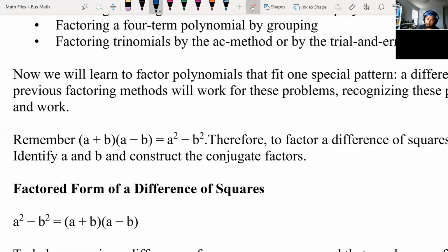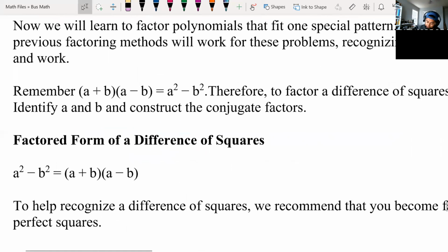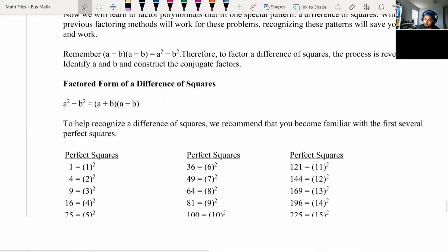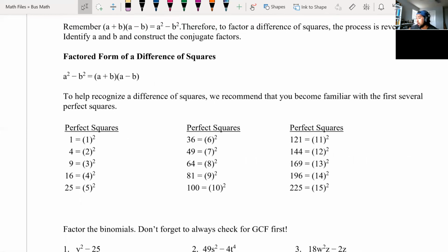So let's go ahead and look at that. And here is something you could reference because you're like, I don't know my squares. Well, there you go. There's 1 squared all the way to 15 squared. So those are your perfect squares.